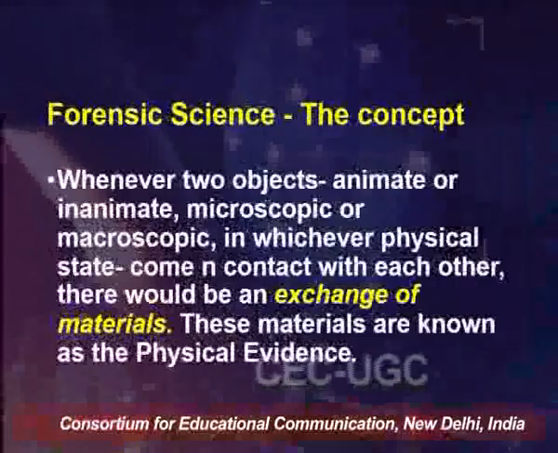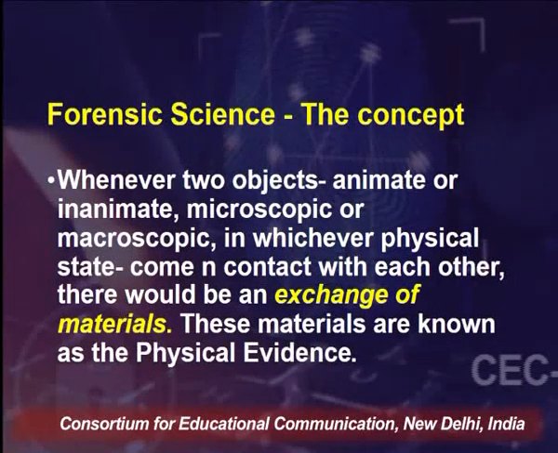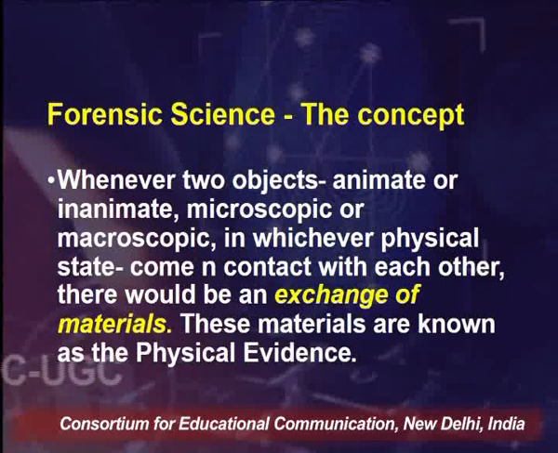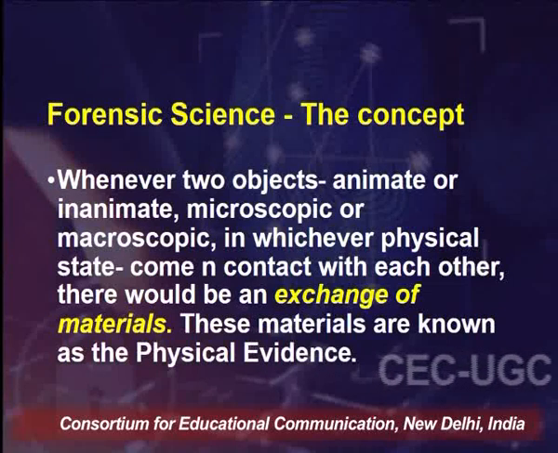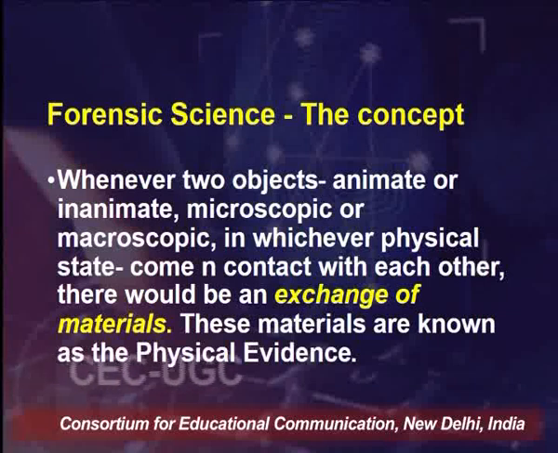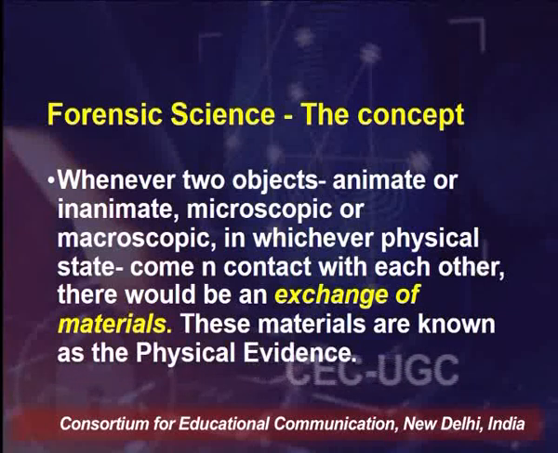The concept behind forensic science: whenever two objects, animate or inanimate, microscopic or macroscopic, in whichever physical state, come in contact with each other, there would be an exchange of material. These materials are also known as physical evidence, and the analysis of this physical evidence forms the basis of forensic science and helps us in solving the crime. Forensic science essentially deals with the laboratory examination of different types of physical evidence encountered at the scene of crime. Physical evidence is always preferred over human witnesses because evidence never lies, but humans can and they do.